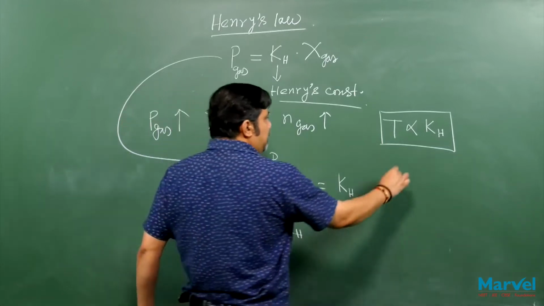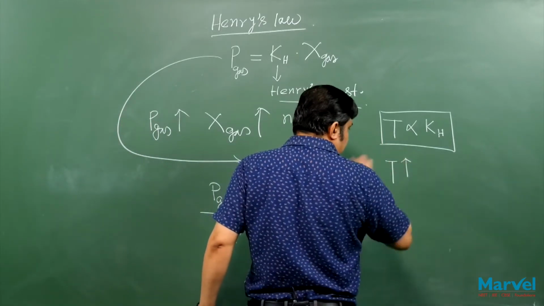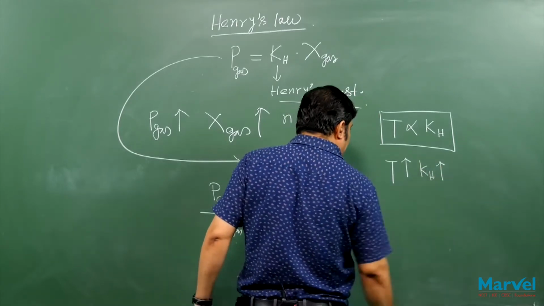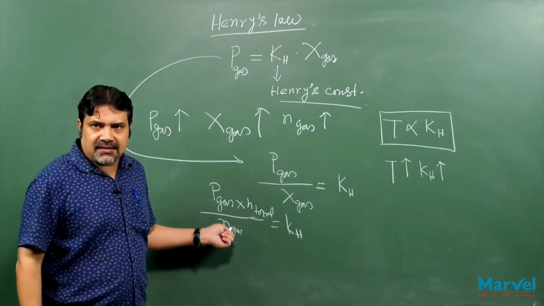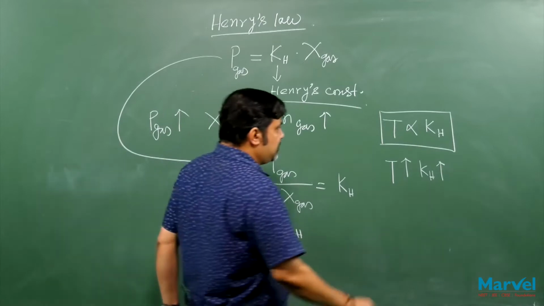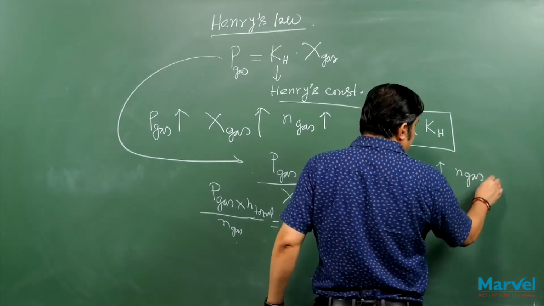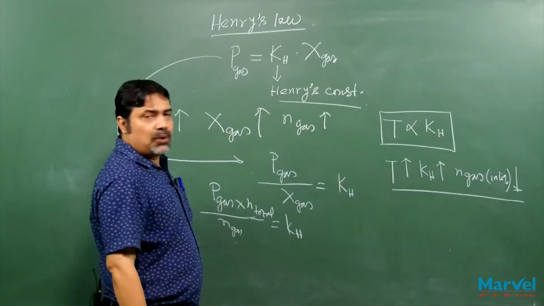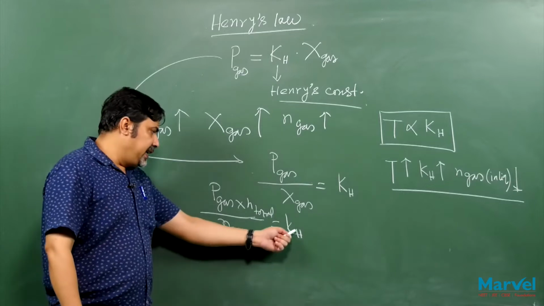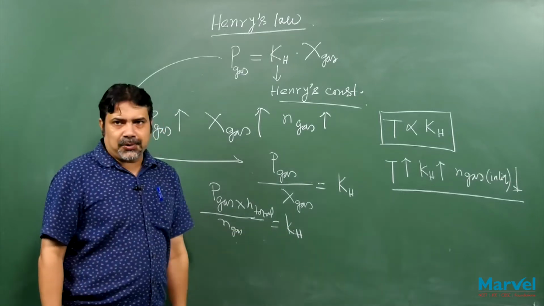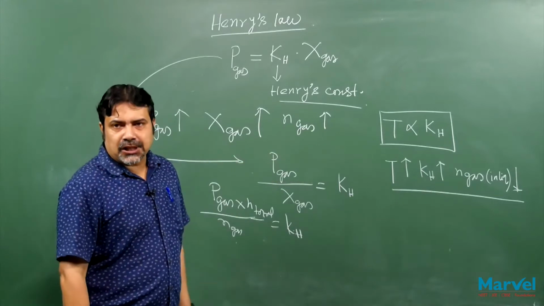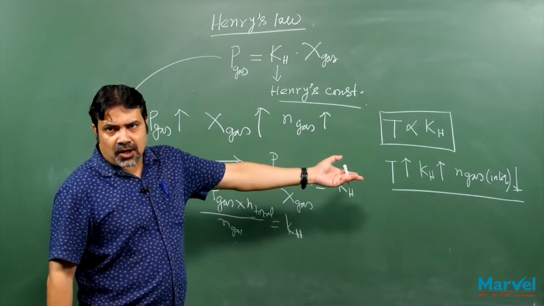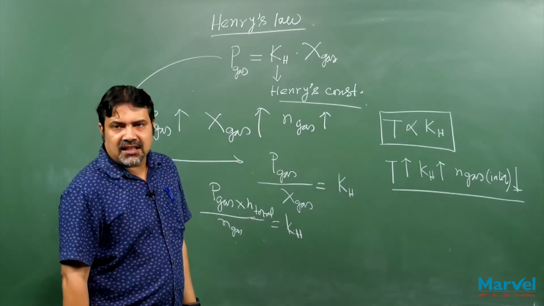If we increase the temperature, then what will happen, my dear? Henry's constant will be more. If Henry's constant is more, then the number of moles of gas in the liquid will be less. So that is the relation you have to understand clearly. That is why kH and the number of moles of gas are inversely proportional, whereas temperature is directly proportional to Henry's constant. If the temperature is more, Henry's constant will be more. As Henry's constant is more, the number of moles of the gas in the liquid will be less.